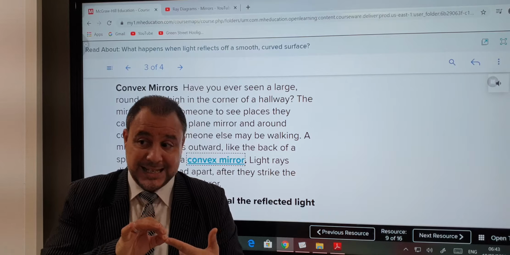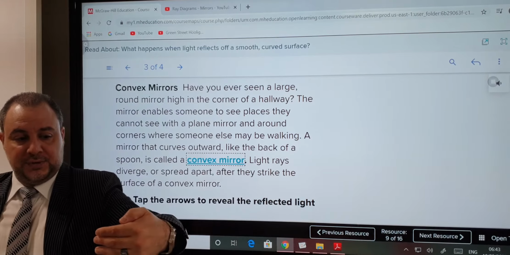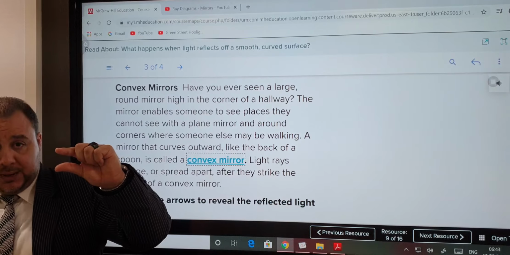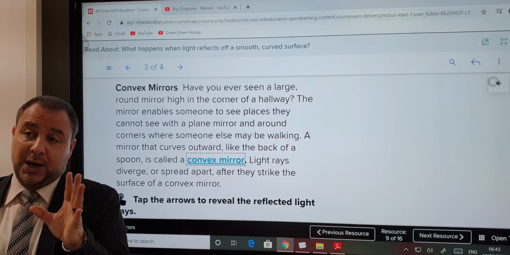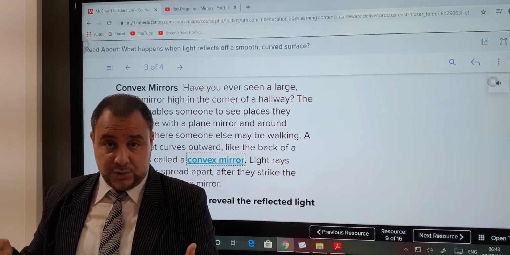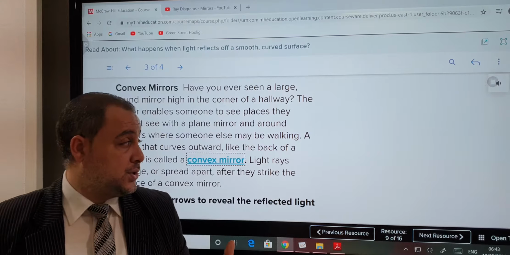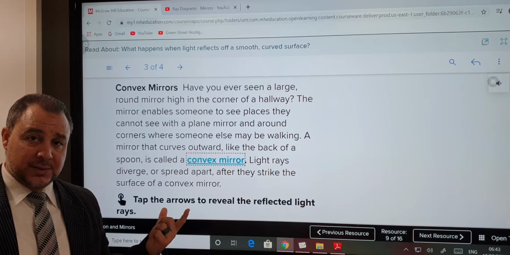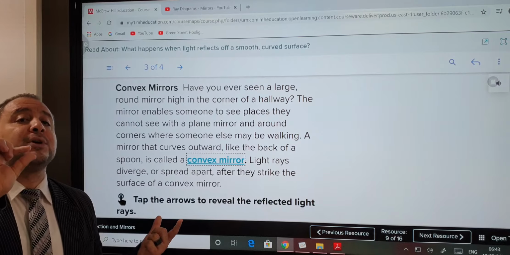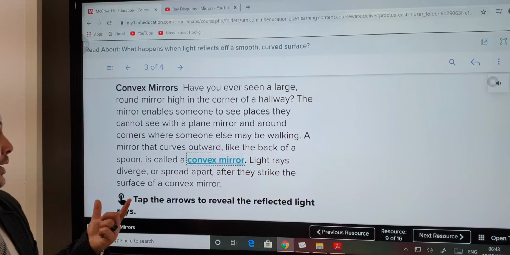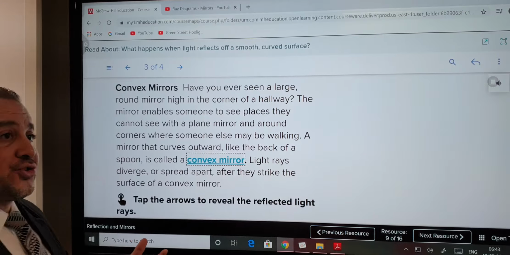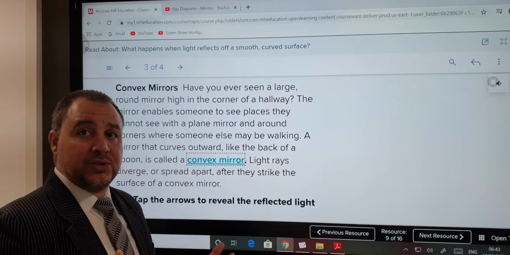Convex mirror, that we can see the image behind with a small image. So what? You can see all the street behind the driver. So it will diverge rays to form a small image for the street behind. It's called a convex mirror. So what are the paths of reflected rays through a convex mirror?